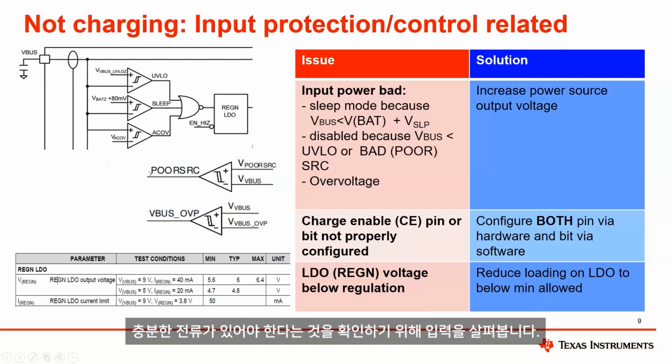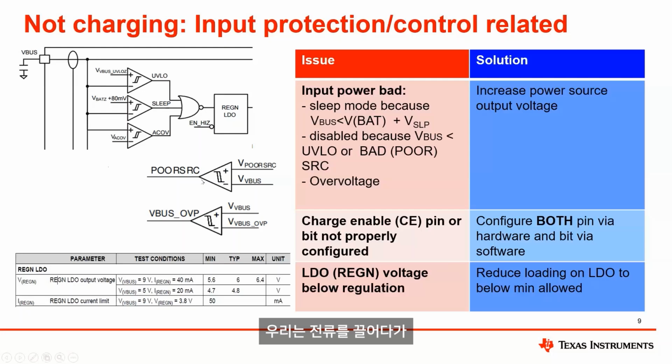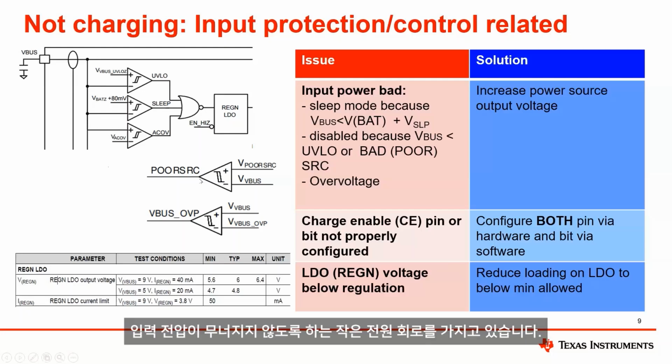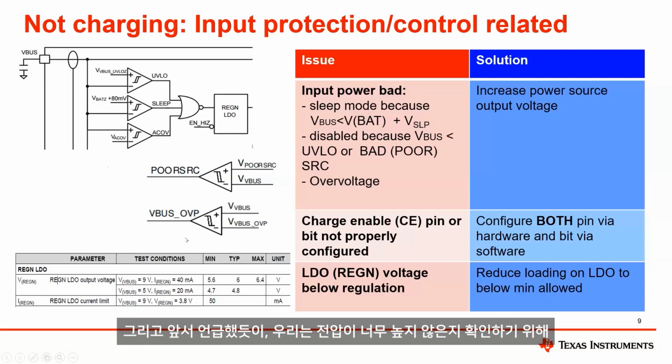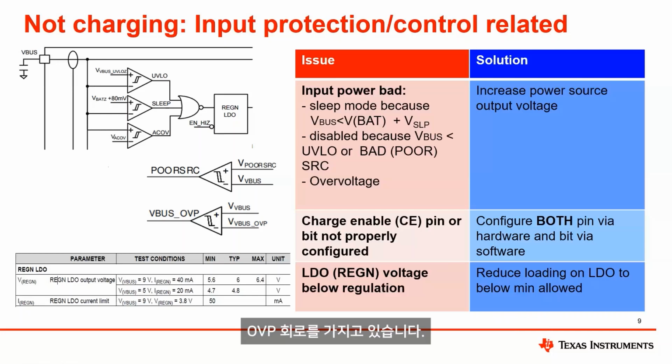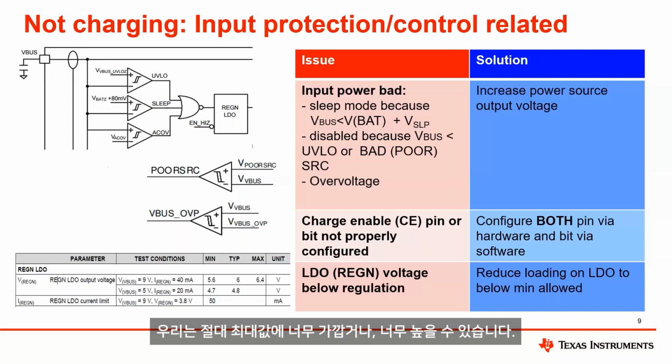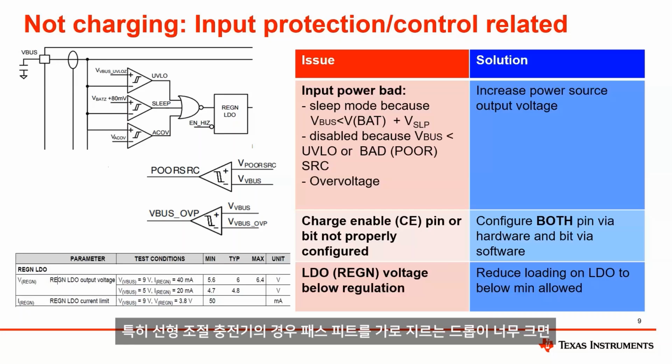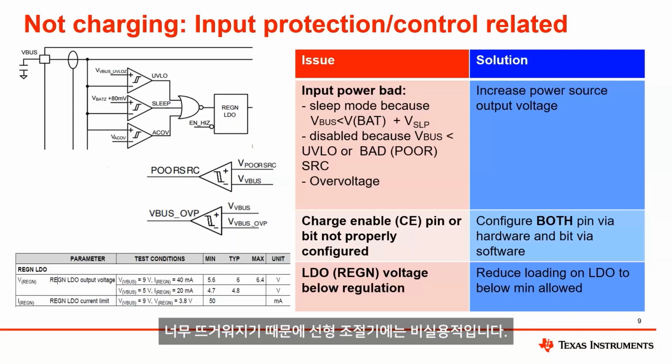We also look at the input to make sure that even though you might have enough voltage, you've got to have enough current. So we have a little power source circuit where we pull current and make sure that that input voltage bus doesn't collapse. And as I mentioned previously, we do have the OVP circuit to make sure that the voltage isn't too high, either that we get too close to abs max, or we may be too high, especially in the case of a linear regulating charger. It'll be impractical for the linear regulator because it will get too hot if the drop across the pass FET is too large.